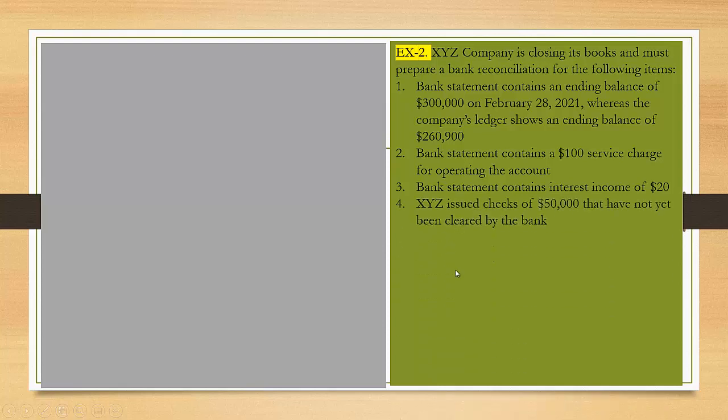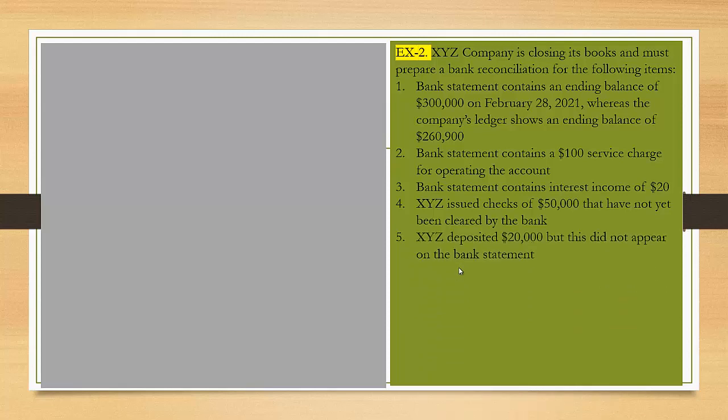Number 4 is that XYZ company issued checks of $50,000 that have not yet been cleared by the bank. Issued means they would have paid different amounts, denominations of checks worth $50,000, and they came to know that all these checks have not been cleared by the bank. Since these checks were subtracted from the cash book when they were issued, and they have not been cleared by the bank, we need to add back these checks.